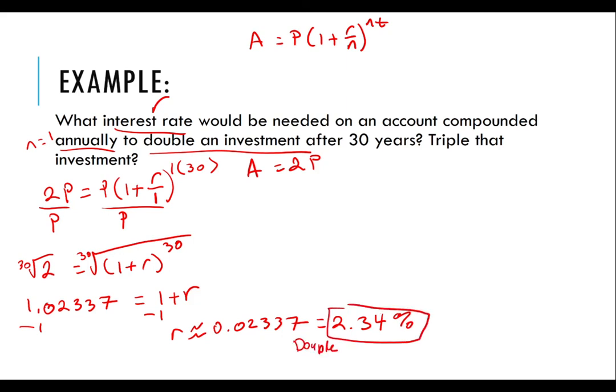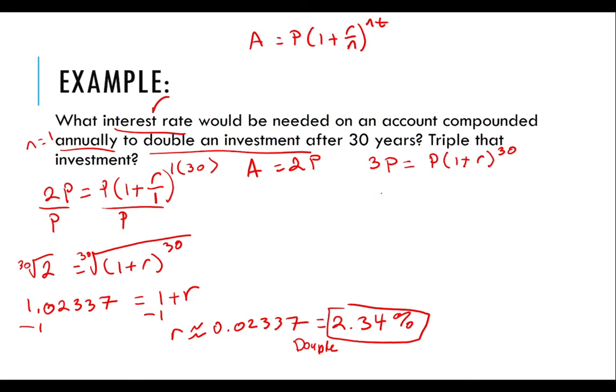So that's double. Well, we're going to do the exact same thing for tripling, but now instead of our amount being 2P, our amount's going to be 3P. So that's 3P is equal to P times 1 plus R to the 30th, because that's the only thing that's changing here, is that we're tripling our investment. Our rate is the next question.